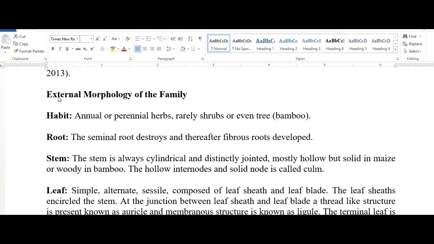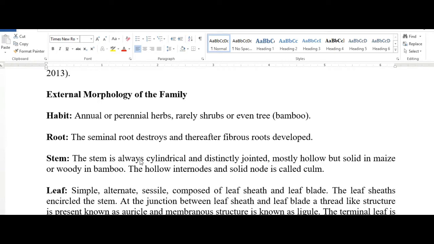Now we are going to discuss some external morphology of the plants of the Poaceae family. At first, we can consider the habit of the plants of the Poaceae family: generally annual or perennial herbs, rarely shrubs or even trees, for example, bamboo. Root system: the seminal root system is destroyed and thereafter adventitious roots develop.